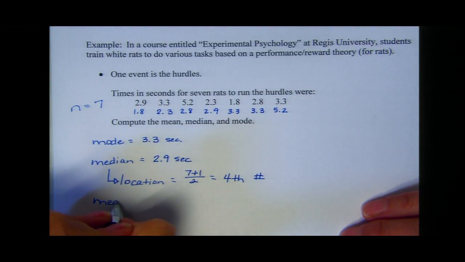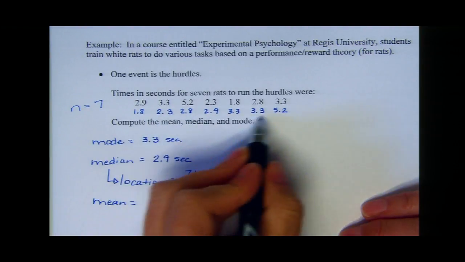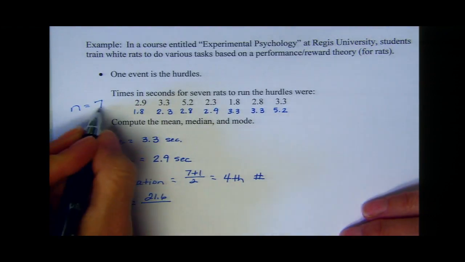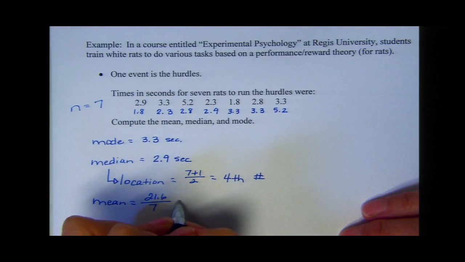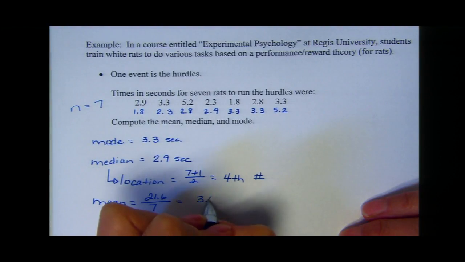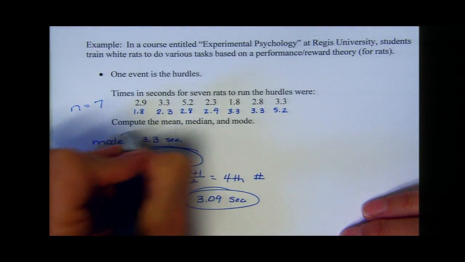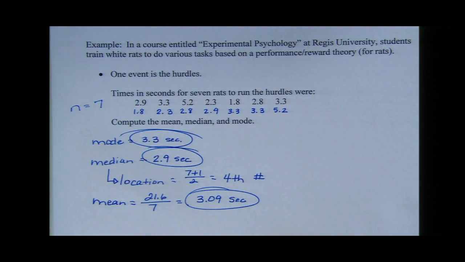And then the mean, we're going to add all of these values up, which is 21.6 divided by the number that there are, which is 7 of them, and I get 3.09 seconds. So there are your measures of central tendency for the hurdles.